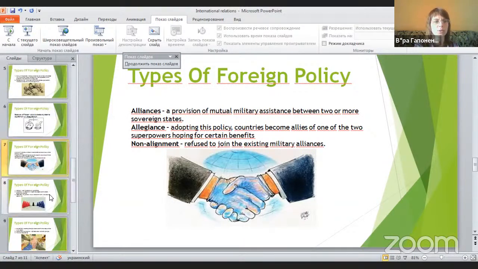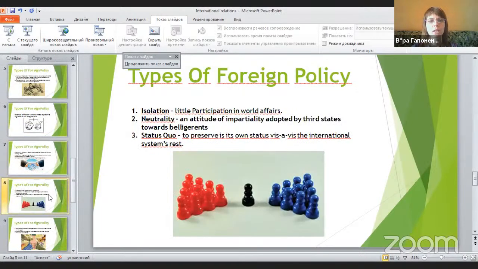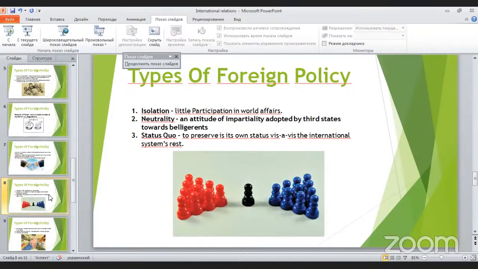And also we have some types of foreign policy, like isolation, neutrality, and status quo. Who can guess what type of foreign policy the picture is? Is it status quo, neutrality, or isolation on the picture? I think it's neutrality, because we see these black figures that don't take either side, that just exist by themselves.